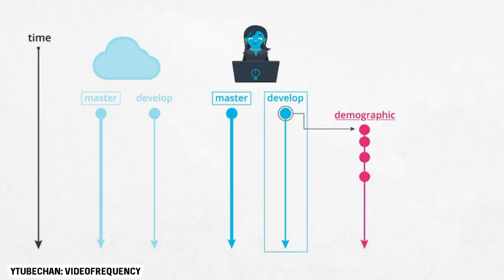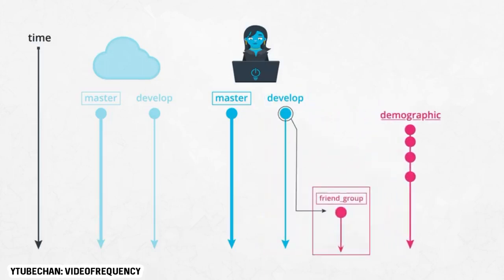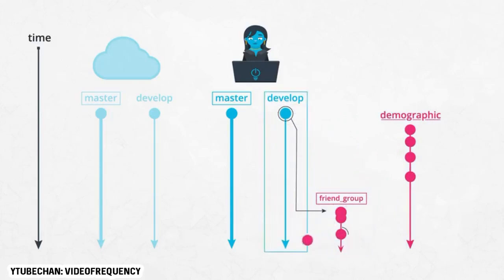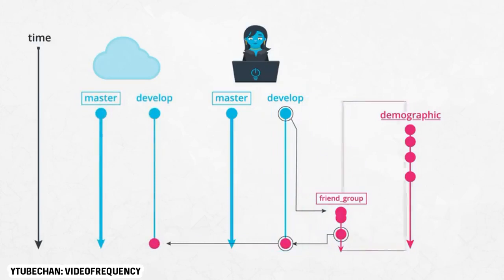From the stable develop branch, you create another branch for a new feature called friend groups. After you finish your work on the friend groups branch, you commit your changes, switch back to the development branch, merge it with the friend groups branch, and push this to the remote repository's develop branch. Now, you can switch back to the demographic branch to continue your progress on that feature.